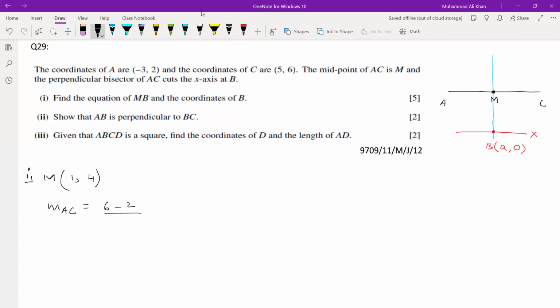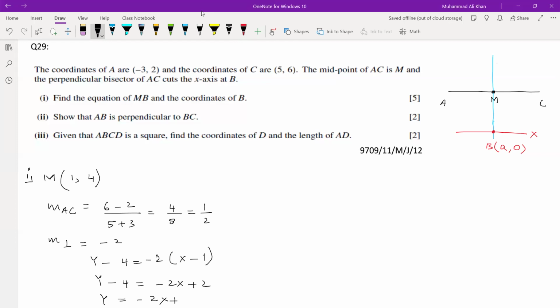Now the gradient of AC is (y2 minus y1) over (x2 minus x1). 6 minus 2 is 4. This is 8. And the gradient is 1 upon 2. Therefore, the gradient of the perpendicular is minus 2. By using y minus y1 equals m times (x minus x1), x1 is 1. y minus 4 equals minus 2x plus 2, and y equals minus 2x plus 6.